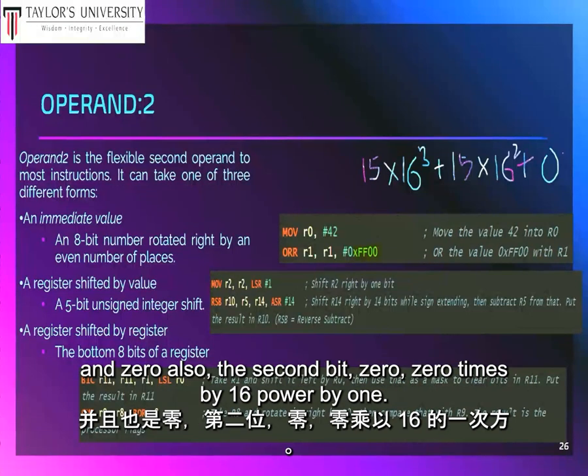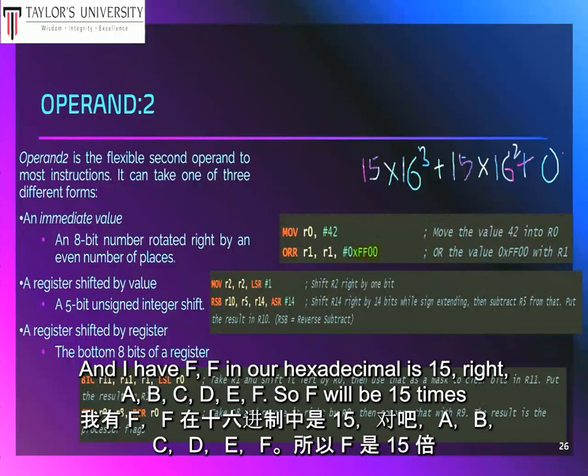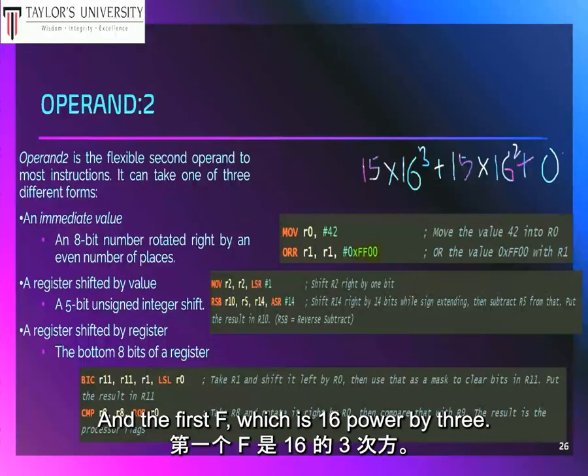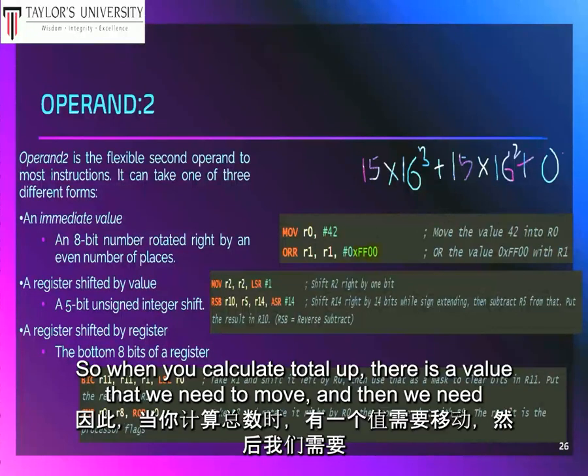The second digit, 0, times 16 to the power of 1. And then I have an F. F in hexadecimal is 15, right? A, B, C, D, E, F, so F is 15. Times 16 to the power of 2. And the first F is 16 to the power of 3. When you total it up, that is the value that we need to move.